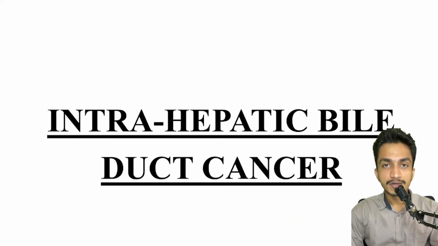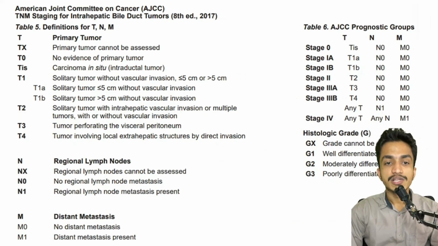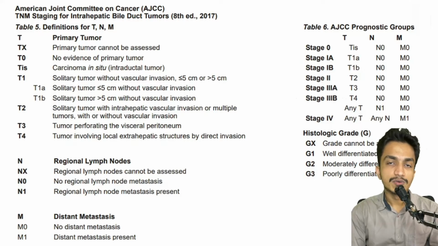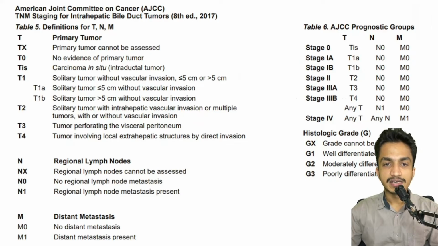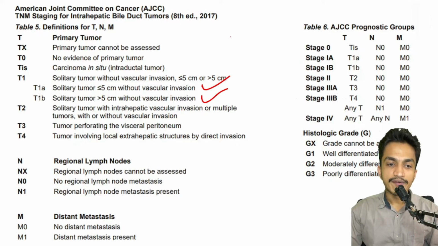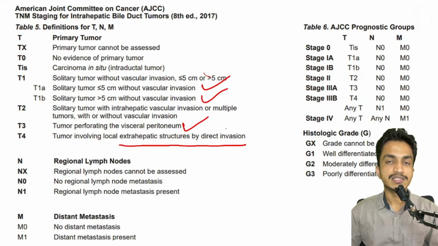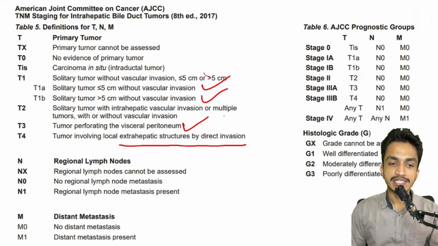Now coming to the biliary tumor, so first is the intrahepatic. It is basically related to the size and also associated vascular invasion. So if it is less than 5 cm without vascular invasion or greater than 5 cm without vascular invasion, that is T1A and T1B. If it is having intrahepatic vascular invasion or having multiple tumors, then it is T2. If they invade the visceral peritoneum, then it's T3. And if it is invading into the extrahepatic structures, then it is T4. And if they have lymph nodes or don't have lymph nodes, that is N1 and N0.